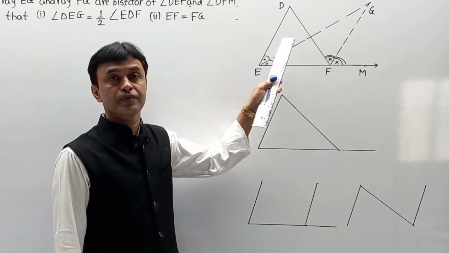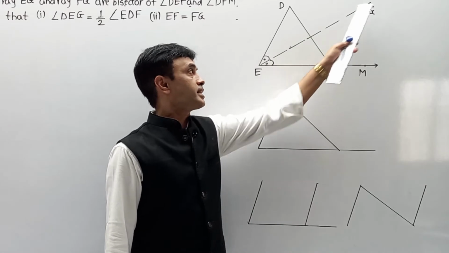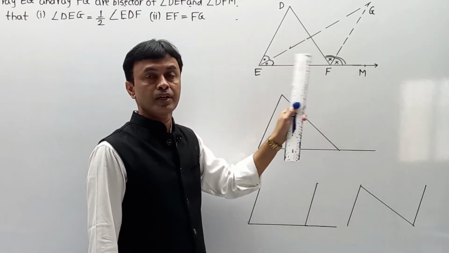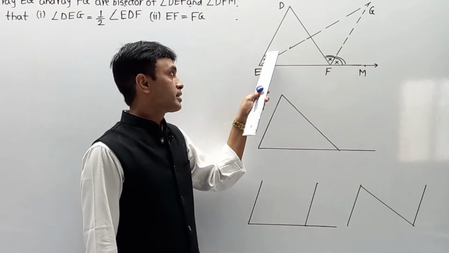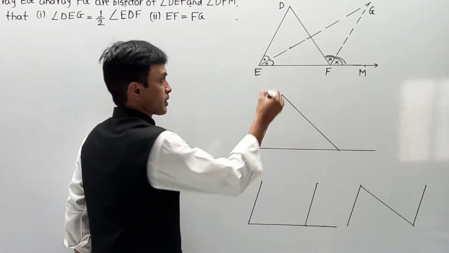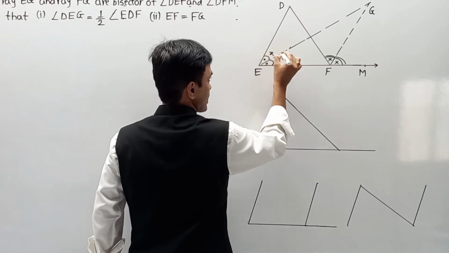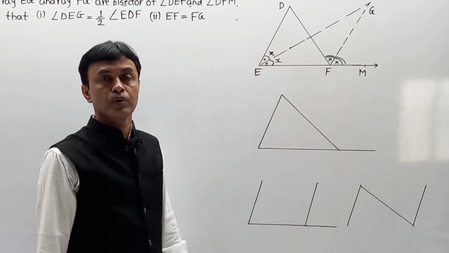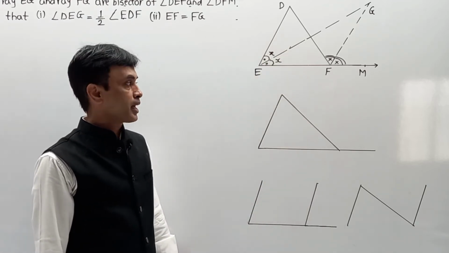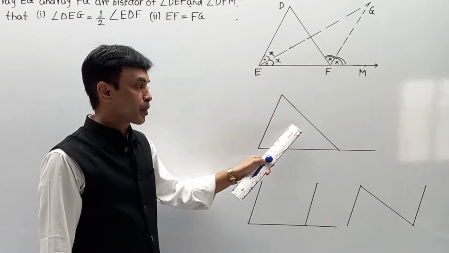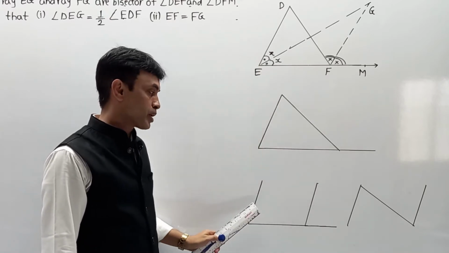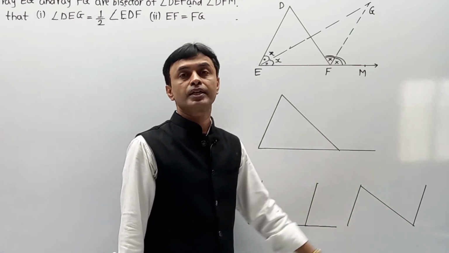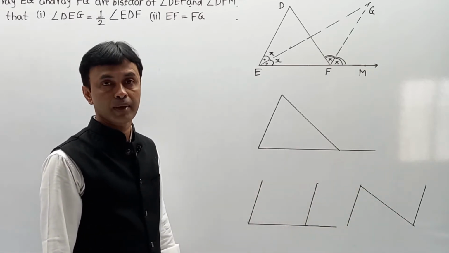First of all, try to understand: as EG is the angle bisector of DEF, these two angles are congruent. In the calculation, we are going to assume each as x. That is the angle bisector property. Next, you have to understand the property of exterior angles, the property of corresponding angles, and the property of alternate angles. How? Pay attention one by one.